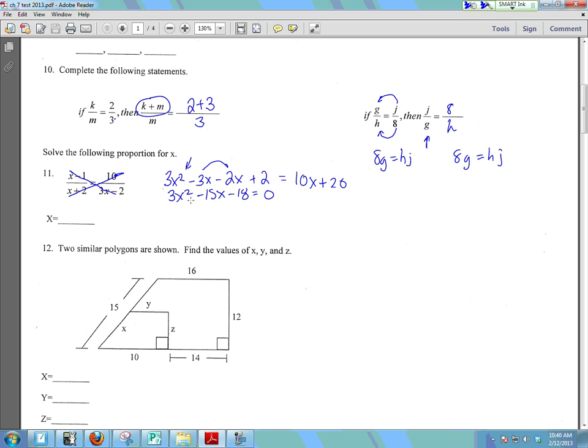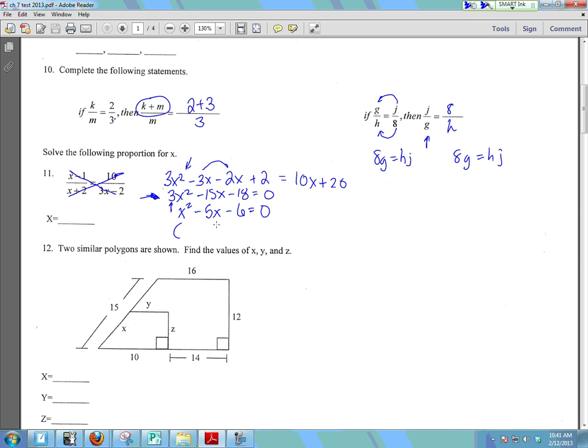When I factor, I always want to make that a term a 1. So if I can, I want to divide everything by that and see that I get whole numbers everywhere. So I divide 3x squared by 3, and I get x squared. Negative 15 divided by 3, and I get negative 5. And then negative 18 divided by 3, and I get negative 6. So now I can actually factor that instead of this. That right there would have been hard to factor, but this is easy to factor.